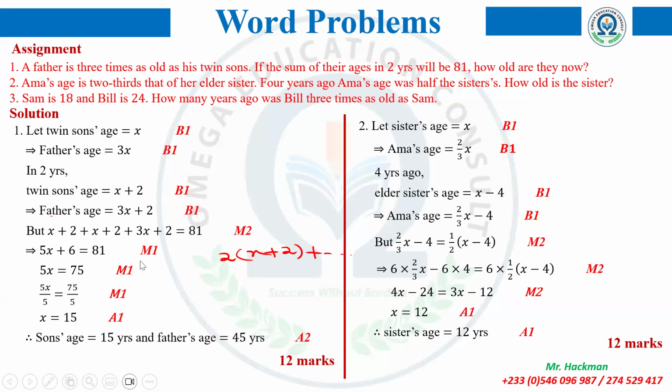Someone can move from here to this particular step straight away. In that case, you give yourself M2 here, take note. But you need to write it again before you divide. Then you get x to be equal to 15.